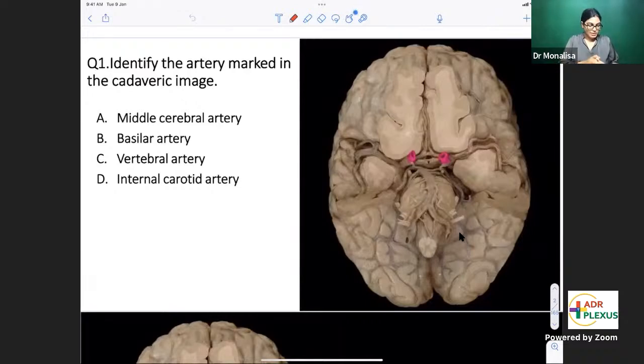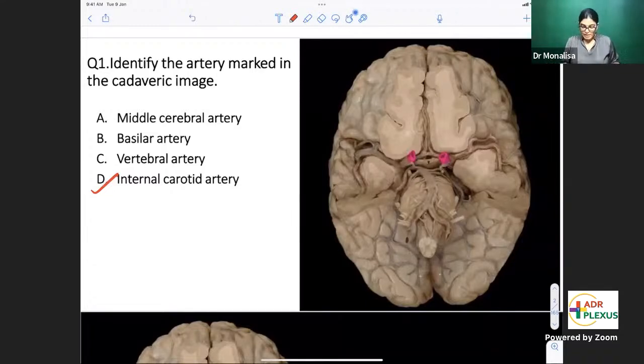I will also check the messages and we can know which is the right answer here. Many of the students have given the answer D and A also. So there is confusion between D and A. My dear aspirants, the correct answer is D. This is the internal carotid artery.